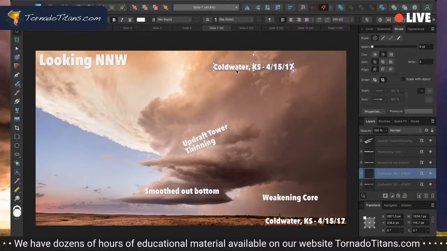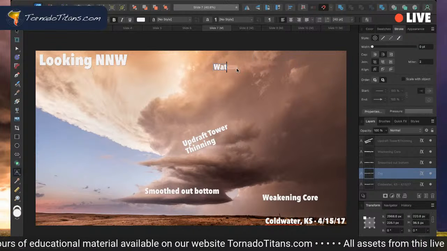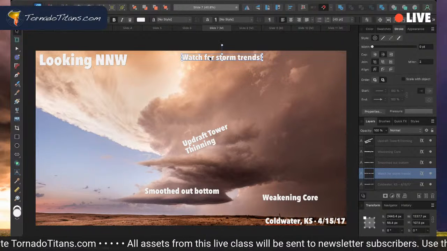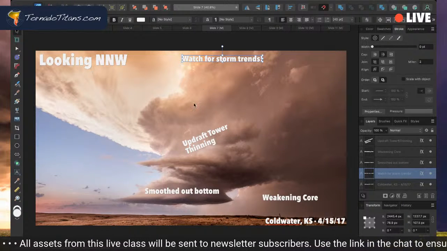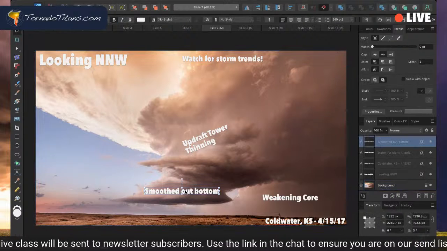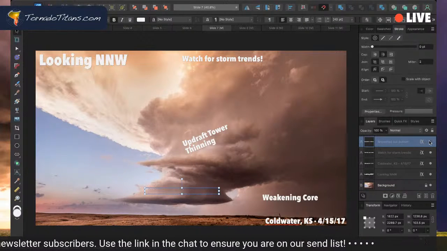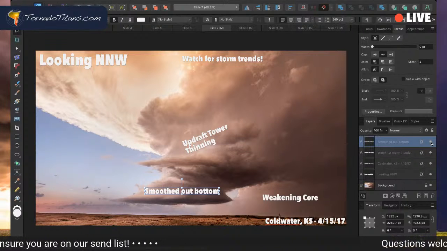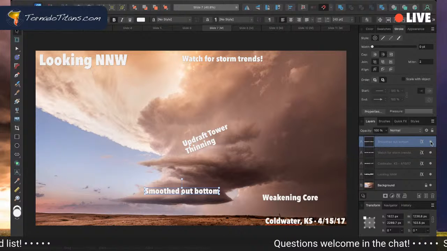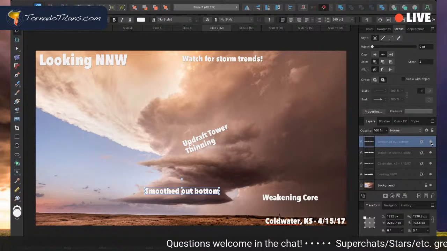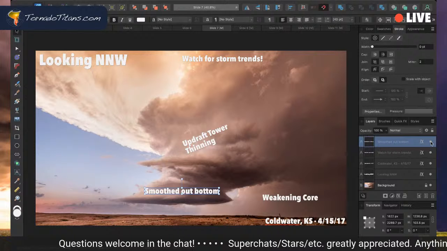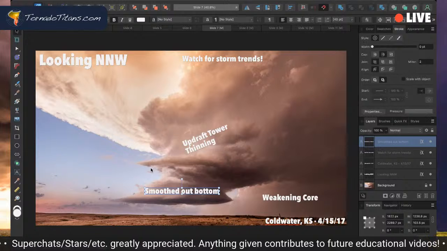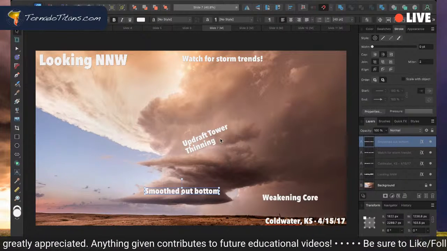Yeah, I'm just going to label up here. Watch for storm trends. Whenever you're looking at trends with storms, you want to pay attention to what a storm's doing. I labeled here the smoothed out bottom because anytime you see smoothing like that, it means there's some kind of stability happening. It may not be affecting the storm completely, because I've seen smoothed out bottoms still produce tornadoes, but there's something happening there that's causing a little bit more stability than you would have otherwise. Which is, basically, moisture being brute forced upwards at that point.